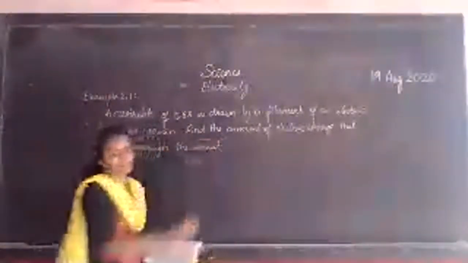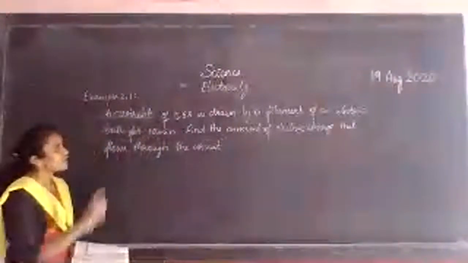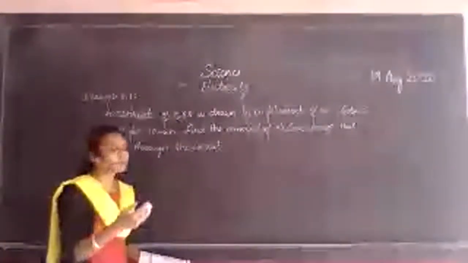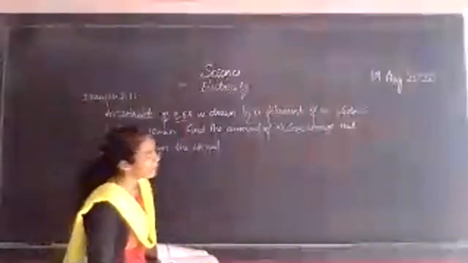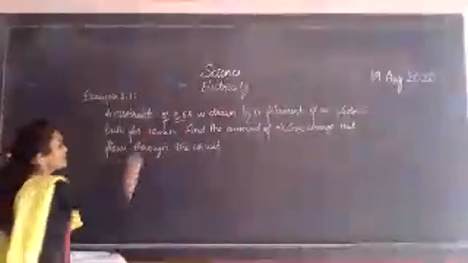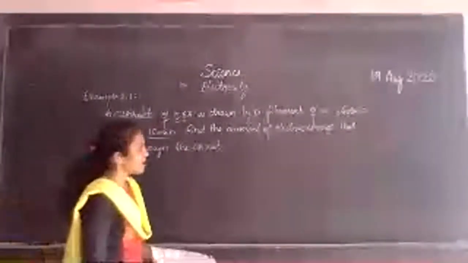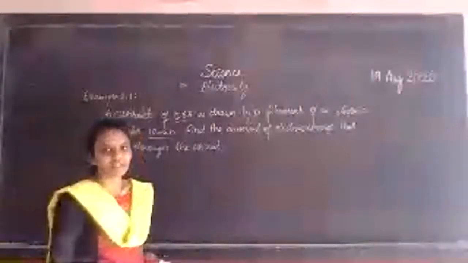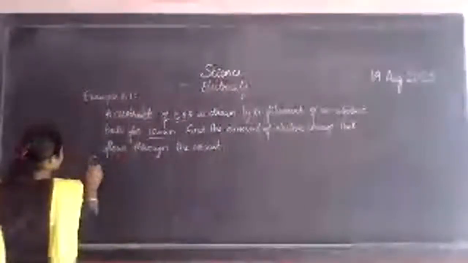So this is the question asked to you in example 1. A current of 0.5 ampere is drawn from a filament bulb. That means through the filament bulb there is a current of 0.5 ampere flowing for a duration of 10 minutes. Find the amount of electric charge that goes through the circuit. This is what they are asking. So now let us first write down whatever is given.